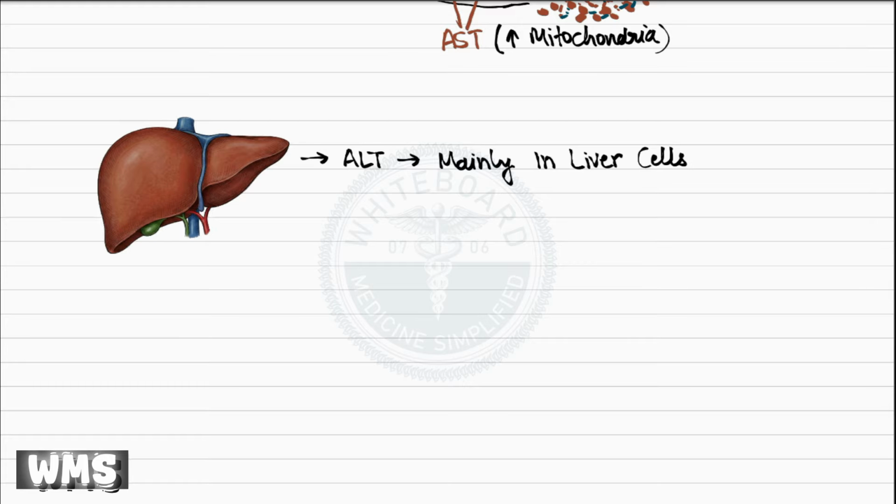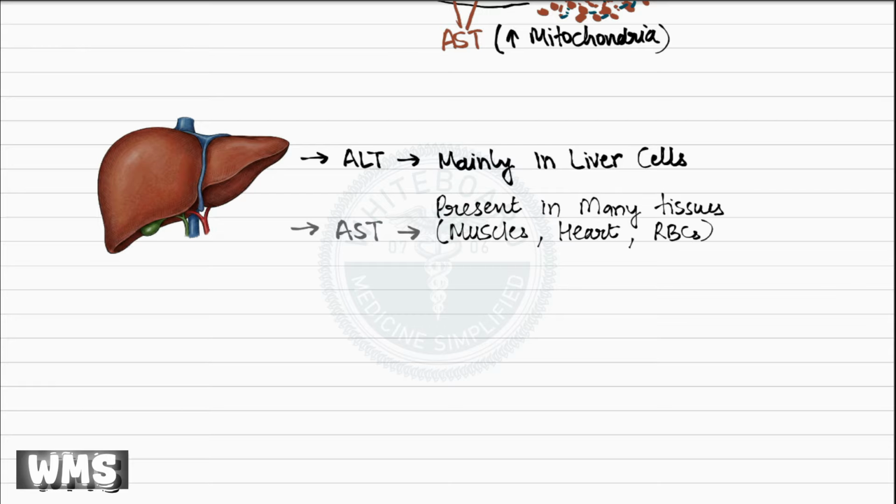So when ALT is elevated, we think more directly of liver injury. In contrast, AST is present in many other tissues like muscle, heart, and even red blood cells. So it can rise in non-liver conditions as well, making it less specific. In day-to-day clinical practice, mild abnormalities in liver tests are actually quite common.